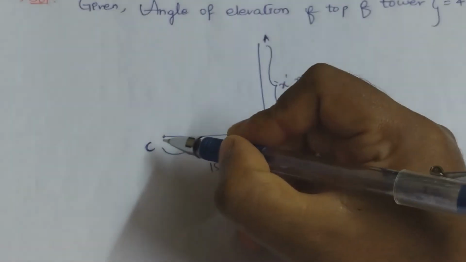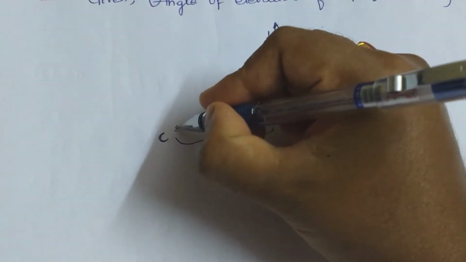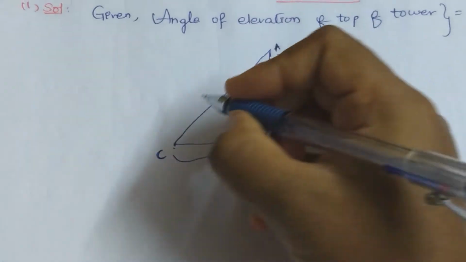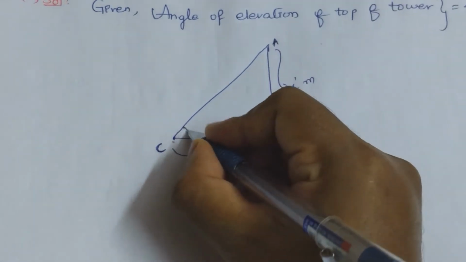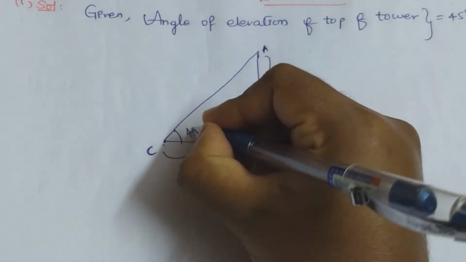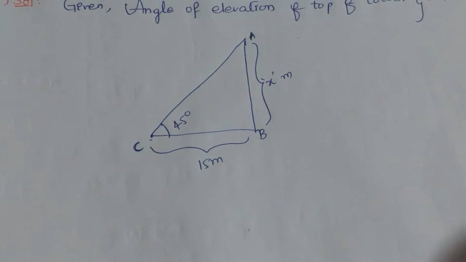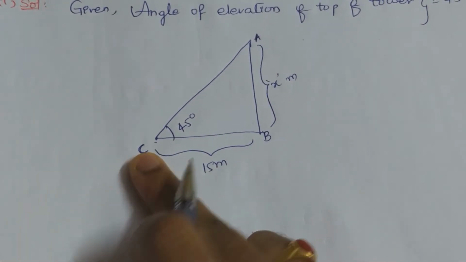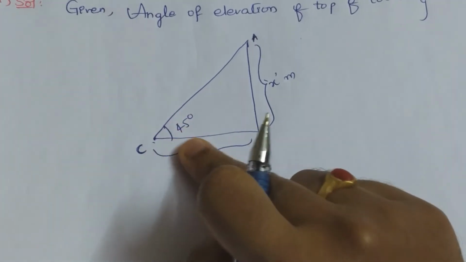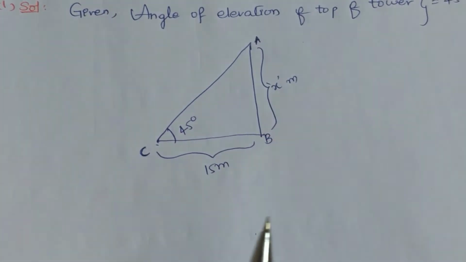Okay, so from this point to the top of the tower, it makes an angle of elevation, no? Since the angle formed here is above the horizontal line, here the angle of elevation, they told it as 45 degrees. Now this BC value we know. We need to find this AB value.